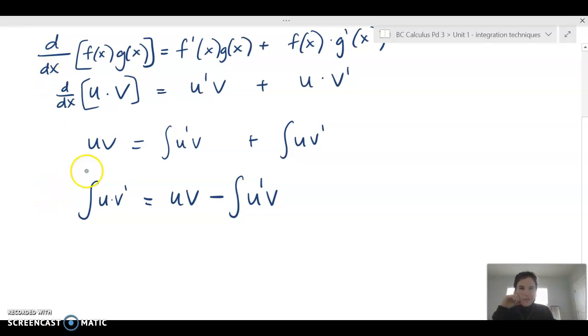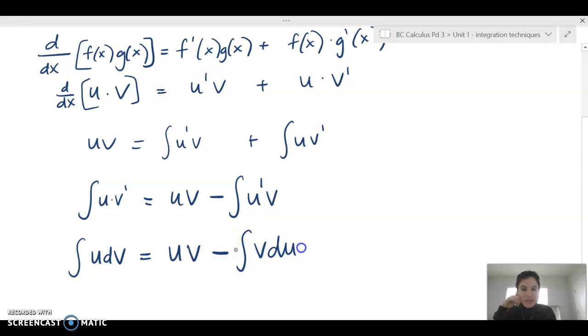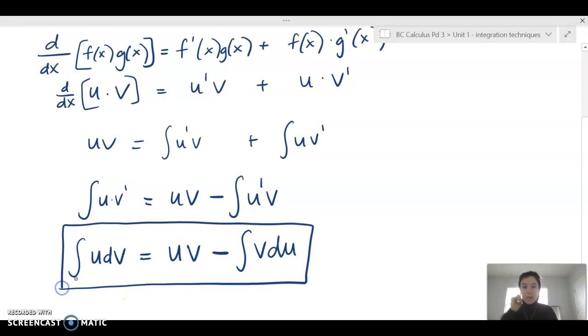But I'm just going to change things up a little bit. Sometimes you'll see the formula written with these primes to signify the derivatives, but I like rewriting them with du or dv. So here's our formula. We have the antiderivative of u dv is equal to uv minus the antiderivative of v du. So I'm going to circle that. That is the formula that we are going to be using for integration by parts.